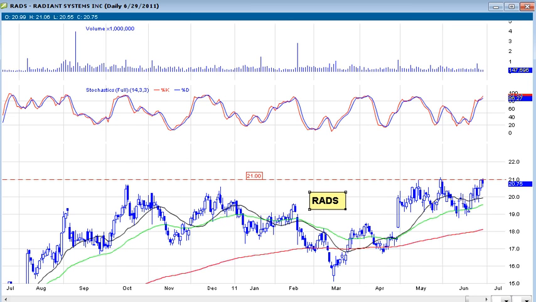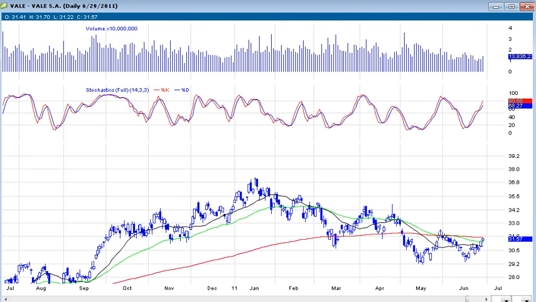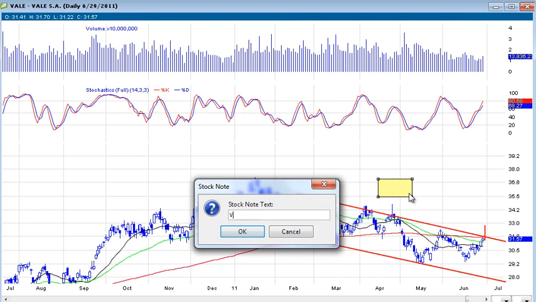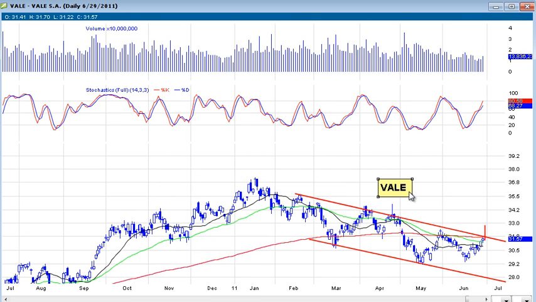VALE and PBR, two Brazilian stocks. This one looks like it's ready to break through this area. Stochastics are still pretty good. I've traded this one a lot when it sets up, and again, I'm always looking for the pullback and the divergence. And again, we're starting to see the stochastics work good with the channels again.